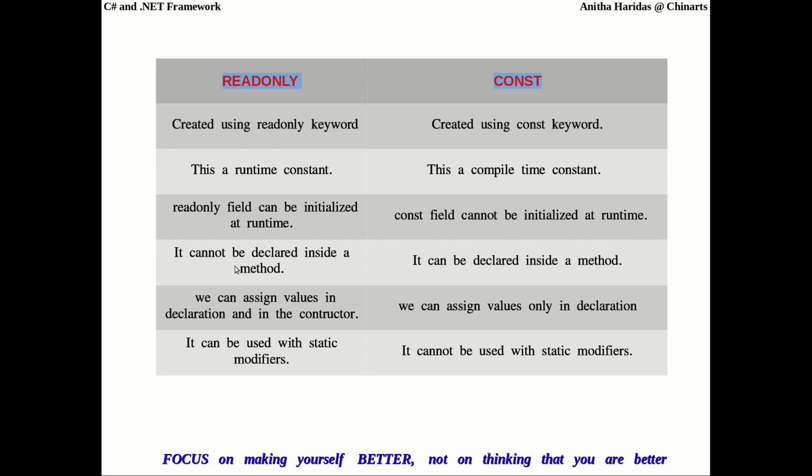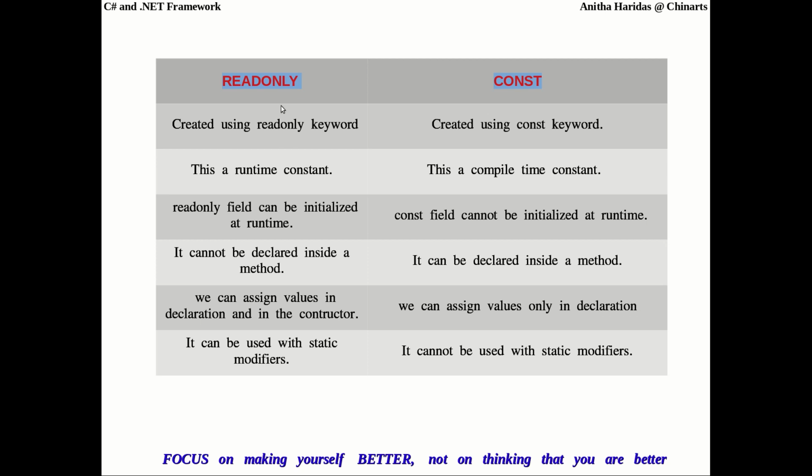The read-only member cannot be declared inside a method, but you can declare a constant inside a method also. We can assign values for the read-only member in the declaration or in the constructor. We have seen an example earlier. We have assigned a value for one variable in the declaration, and we have assigned a value for another variable in the constructor. But if you take a constant, you can assign values only in the declaration.